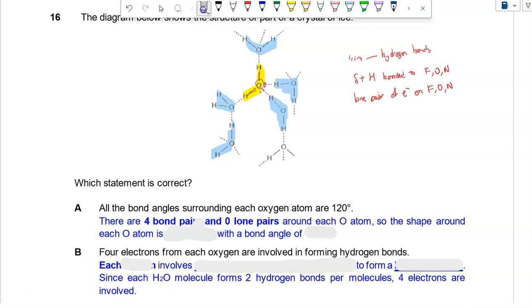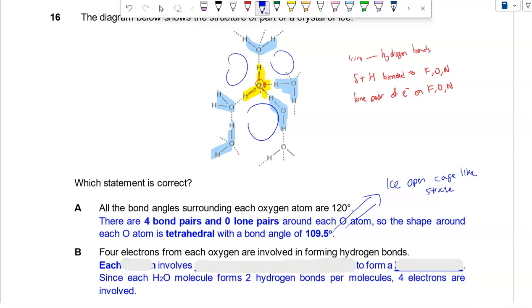If I view it that this hydrogen bond is formed, the lone pairs are also used in bonding, in hydrogen bonding. So each O atom will have 4 bond pairs and 0 lone pairs. Each O atom is actually tetrahedral, and you have this 109.5 degrees. Because of this tetrahedral structure and this bond angle, this results in ice having an open cage-like structure. So you can see there's pockets of space within your ice, and this leads to ice having a larger volume.